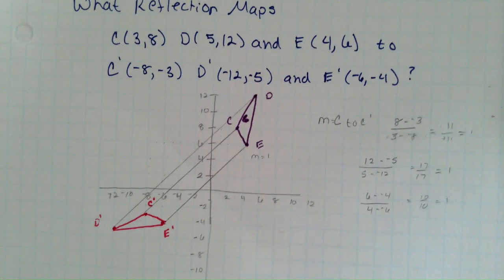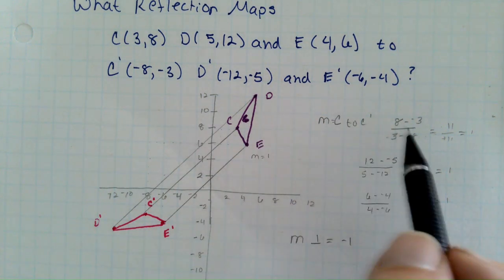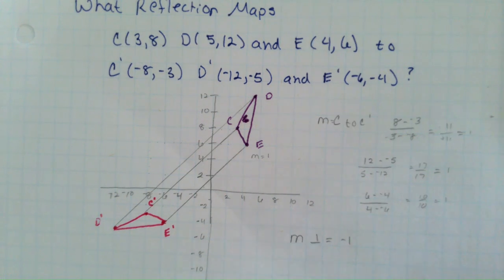So what's perpendicular to 1 over 1? Negative 1 over 1. So we know my perpendicular slope is negative 1. Okay, now remember that whole equidistant thing? So we need this to go through the midpoints. So we've got to pick one of them to do the midpoints of at least.